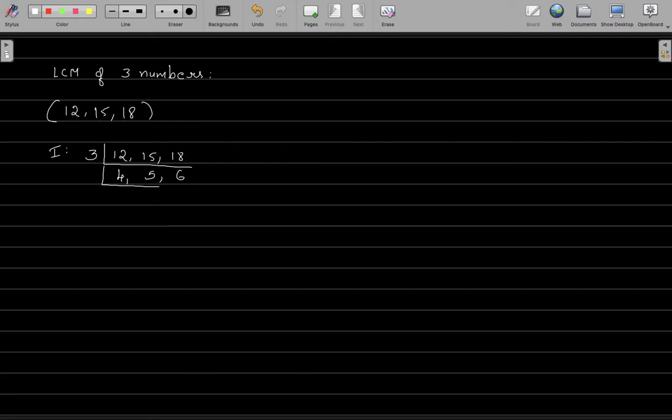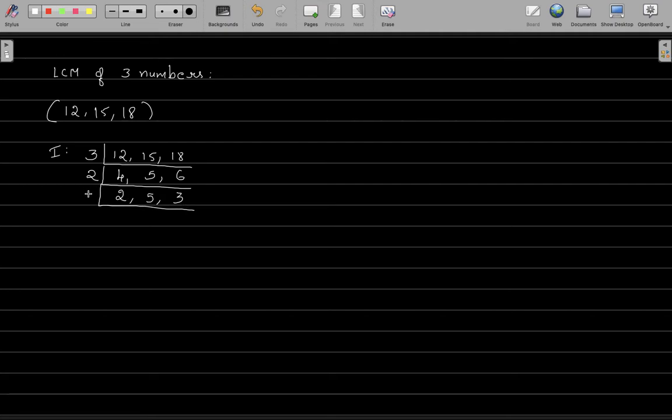Now we have got the next set of numbers. Now this 4, 5 and 6, among these let me start with say 2. 2 times 2 gives you 4. 2 does not divide 5 exactly, right? So we will write 5 as it is. But 2 times 3 gives you 6. So we got our next set of numbers 2, 5 and 3.